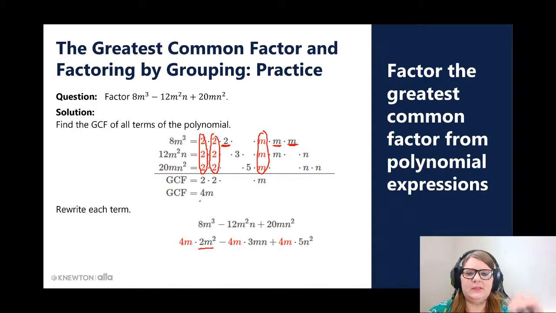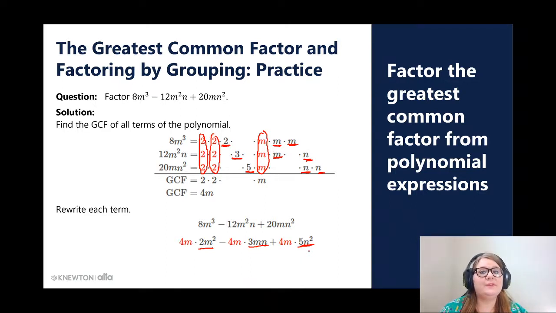Similarly, when I pulled out the 4m from 12m squared n, I had a 3, an m, and an n left over. That's why I have 3mn. And for 20mn squared, I had a 5, and then n and n left over. So that's 5n squared. So that's where those remaining terms come in.